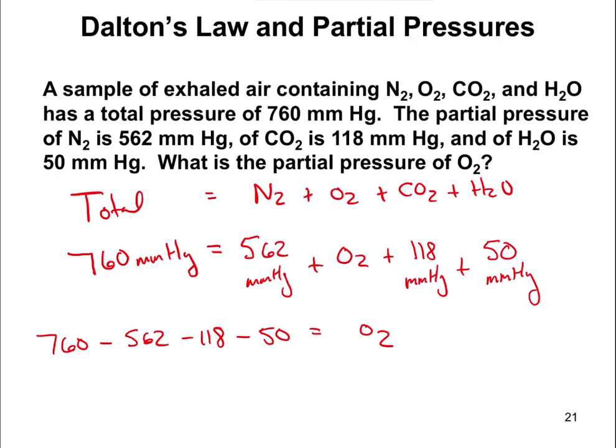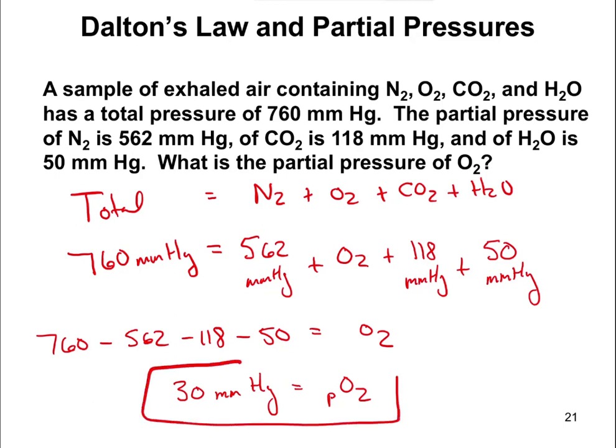So if we do that math, 760 minus 562 minus 118 minus 50 is going to equal 30 millimeters of mercury for PO2. And I put that little P there just for the partial pressure, the pressure of oxygen itself. All right, so that would be your answer for that one. So again, Dalton's law is very simple. It's just that all the components make up the whole.